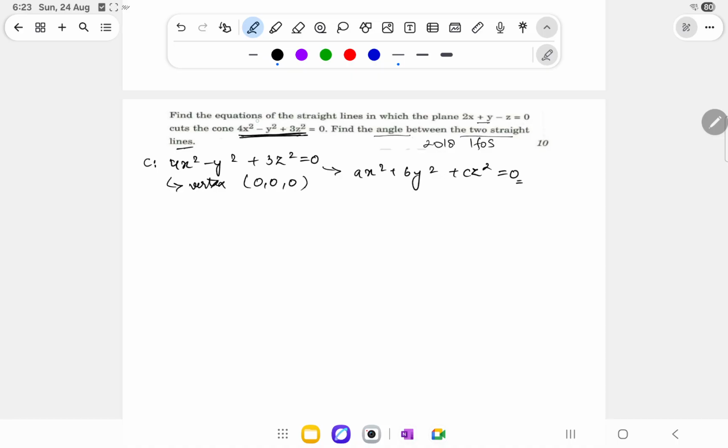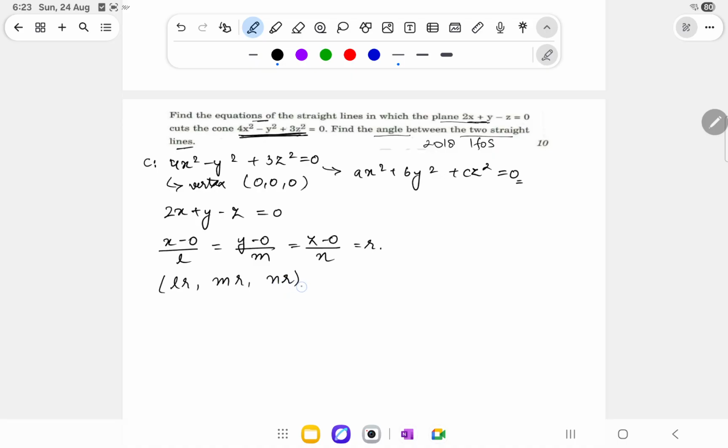So we are supposed to find the equation of straight lines in which the plane 2x plus y minus z equals to 0 cuts the cone. Since my line will be passing via the vertex as well, the equation of any arbitrary line will be (x minus 0)/l = (y minus 0)/m = (z minus 0)/n = r. And I can find any arbitrary point on this line, that will be basically lr, mr and nr.